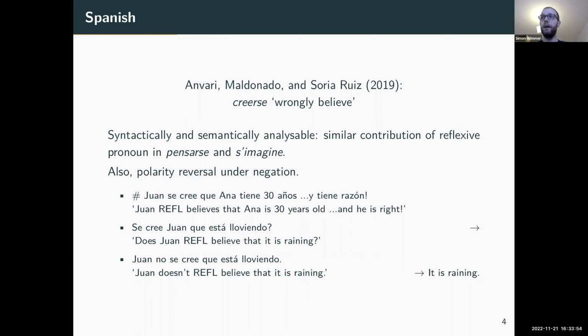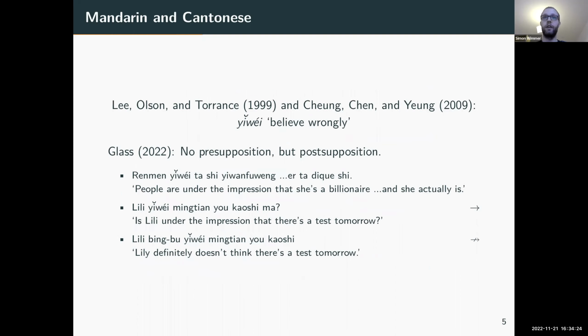Moreover, creerse doesn't really fit the bill because it's not a verb, but it is a larger constituent formed by syntactically and semantically combining a belief verb plus the reflexive pronoun. And that reflexive pronoun se seems to make similar contributions in Spanish in contexts such as pensarse, and across languages such as French in s'imaginer, and triggers these negative inferences. So we get here a kind of compositional equivalent of something very much like a contrafactive, but not a contrafactive.